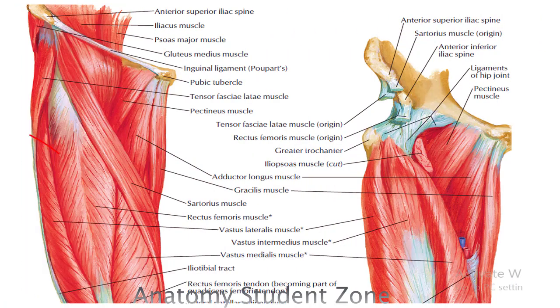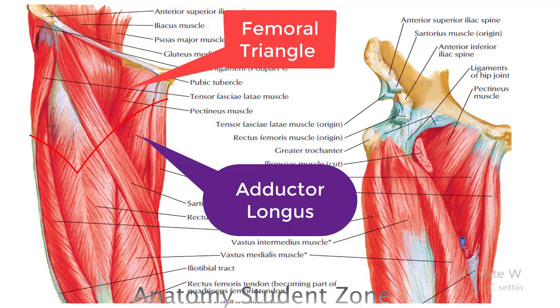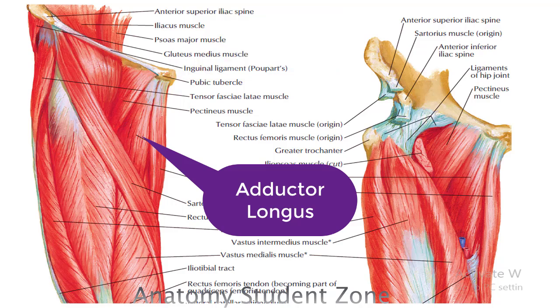Here in this image, a superficial dissection is shown and the area in focus is the femoral triangle. I have already covered the femoral triangle in a previous series, and you know the muscle that forms the medial boundary of the femoral triangle is adductor longus, a muscle of the medial compartment of the thigh. This is a triangular shaped muscle, visible on a superficial dissection, forming the medial boundary of the femoral triangle as shown over here.